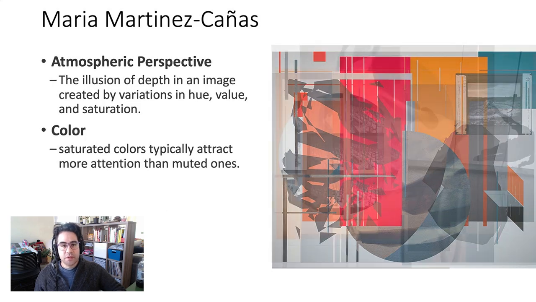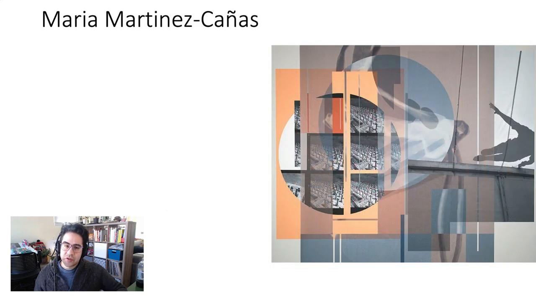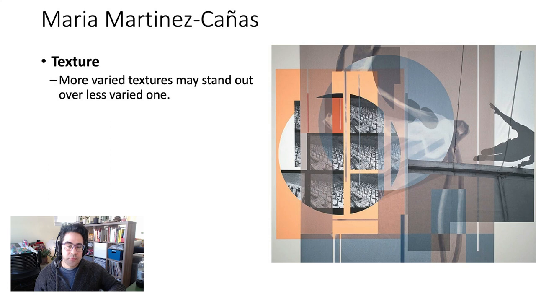We can see a similar example of that here, using saturation as well as texture. So we have these images inside the circular shape that have a lot more variation in texture than the rest of the image. In addition to being surrounded by a big, warm, saturated rectangle, that texture works to draw our attention to the left side of the image.